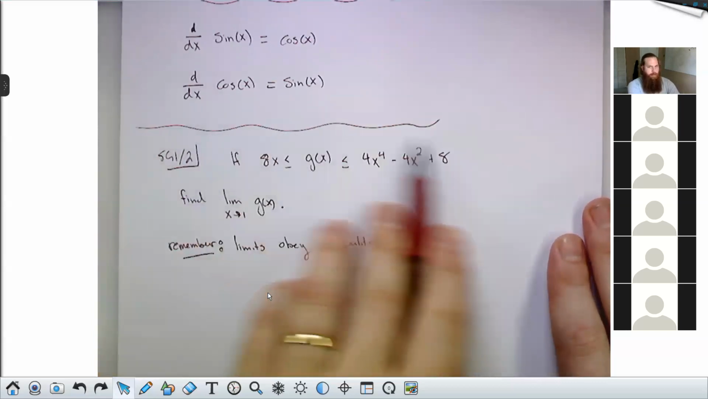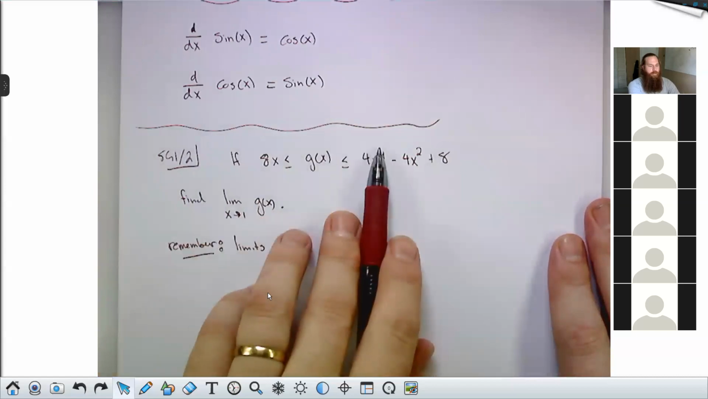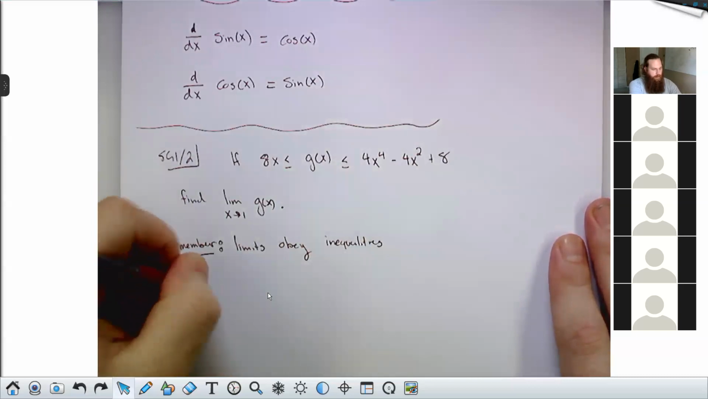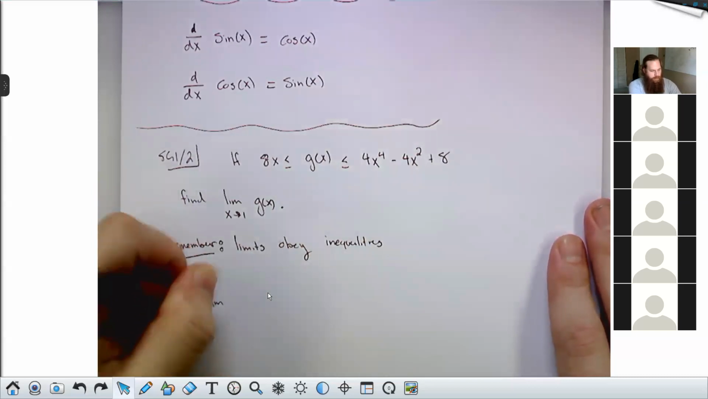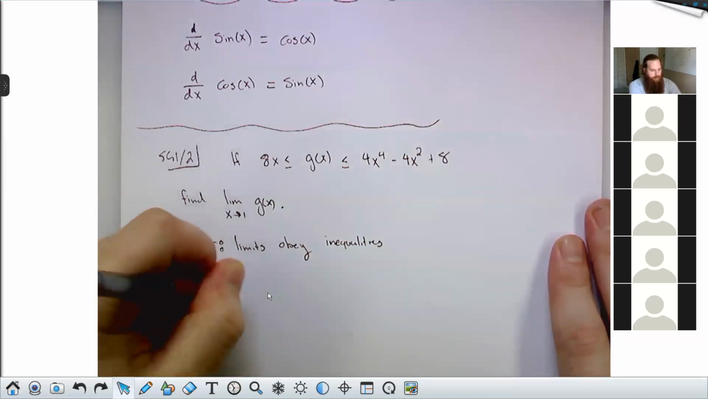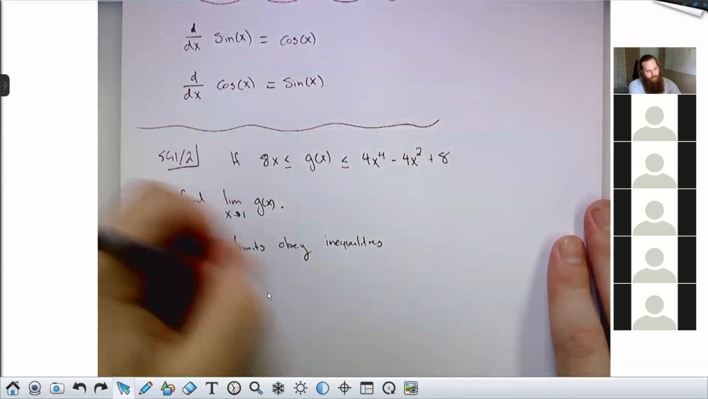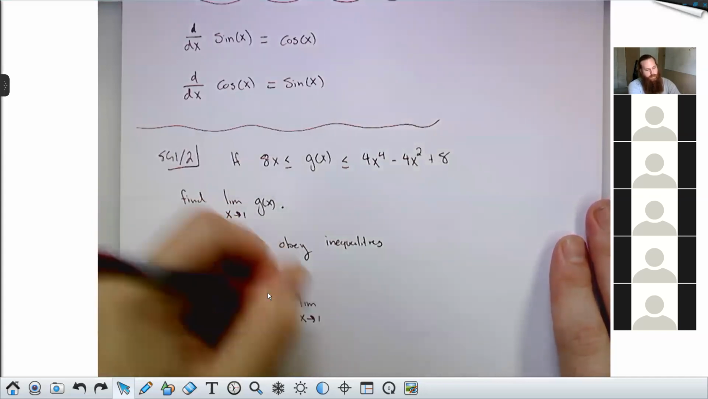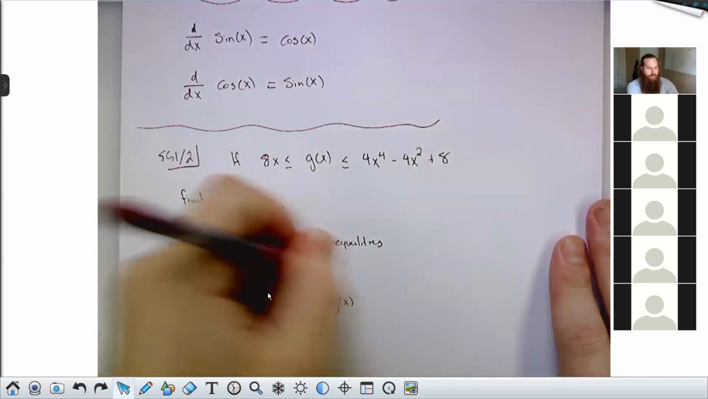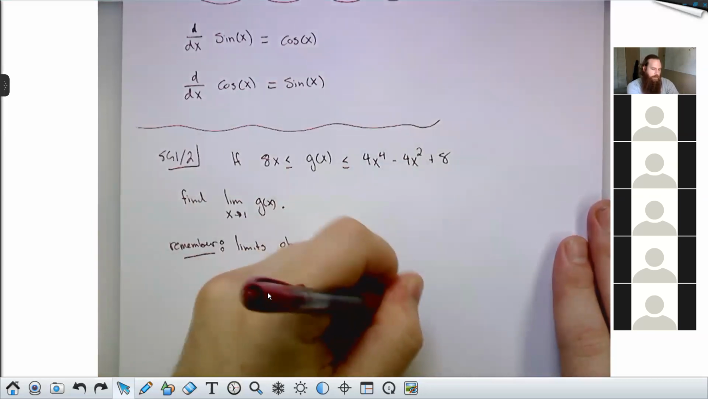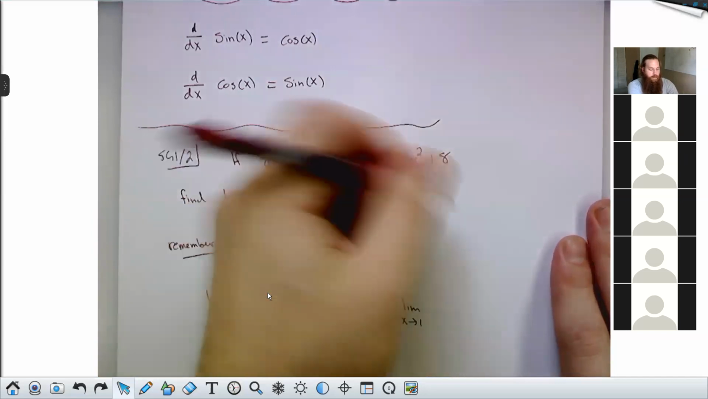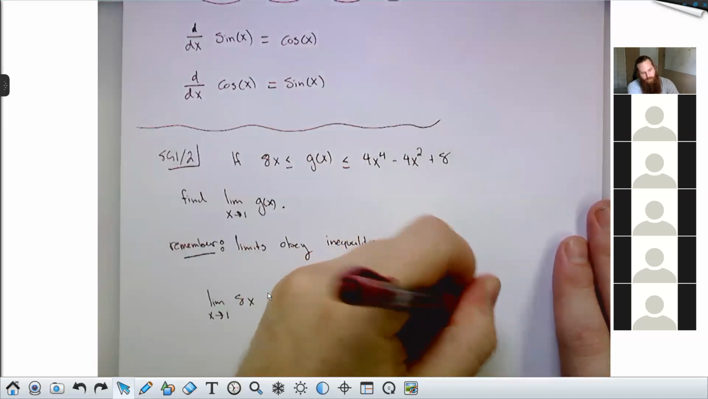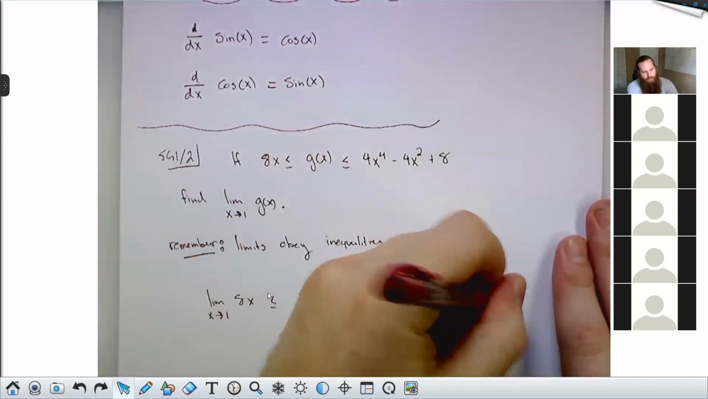So to attack the second problem of the study guide, whatever version of this you have, just take the limit as x approaches 1 everywhere. So according to that inequality, the limit as x approaches 1 of 8x is less than or equal to the limit as x approaches 1 of g of x is less than or equal to the limit as x approaches 1 of this polynomial, 4x to the 4 minus 4x squared plus 8.